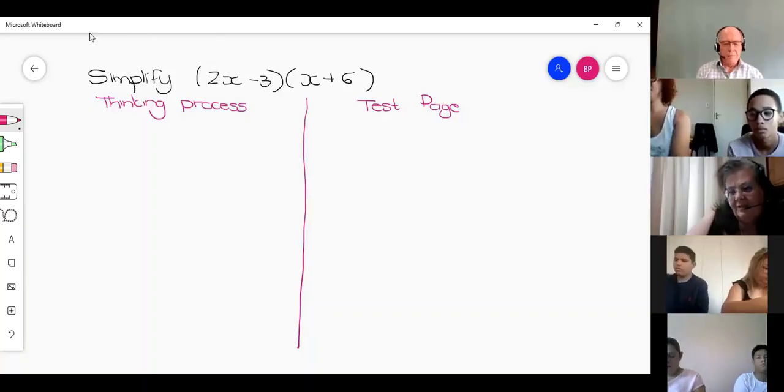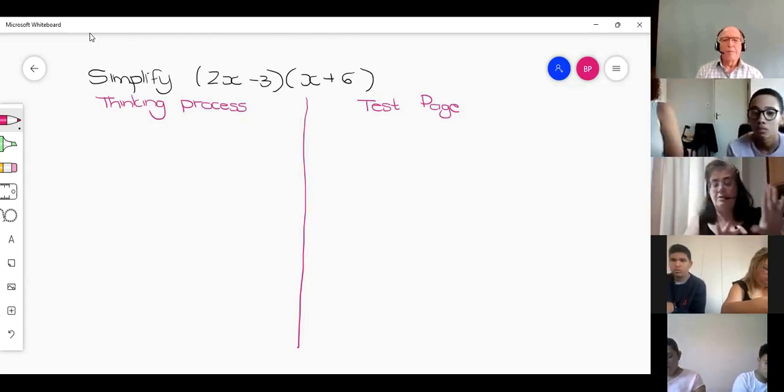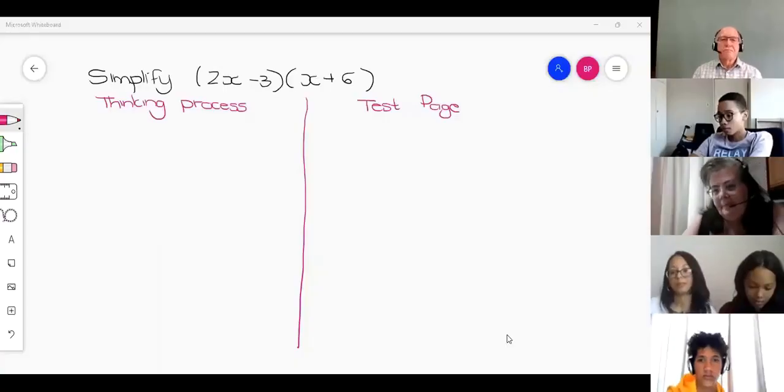Did you write it down? Yes, I do. Jaden, did you write it down? Okay, I want you guys to do it. I want you to use the blocks for me. I'm going to stop sharing my page now.